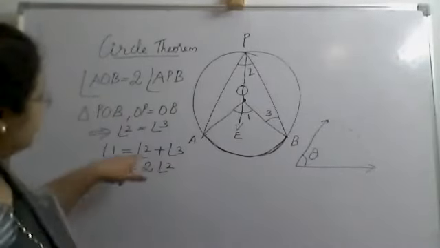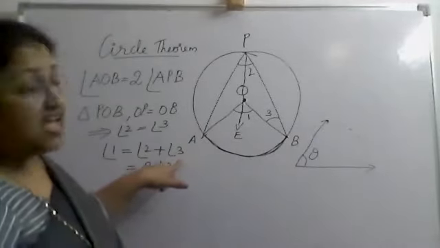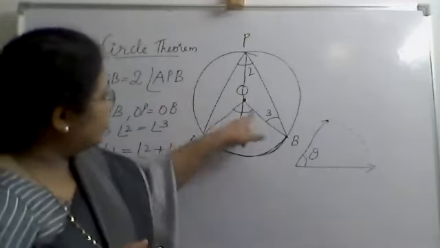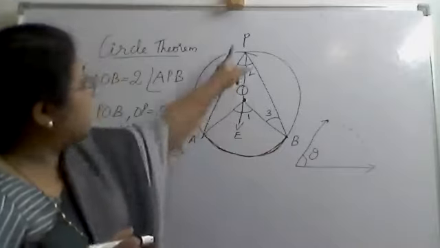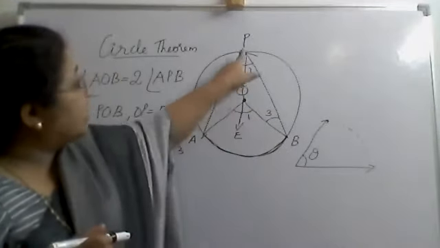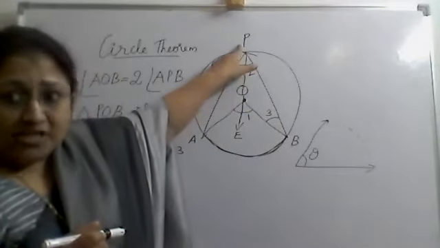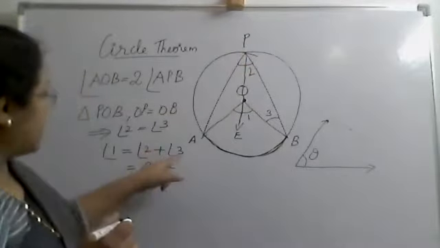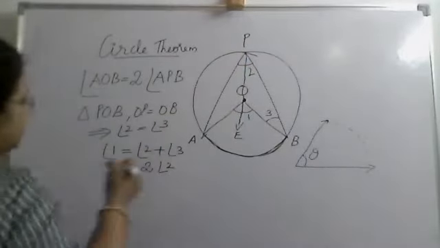Why am I writing 2 angle 2 instead of 2 angle 3? Because I need to show that AOB is 2 times APB. So angle 2 is the angle which is related to the point P. So instead of 2 angle 3, I am writing 2 angle 2. So let me write it as 1.